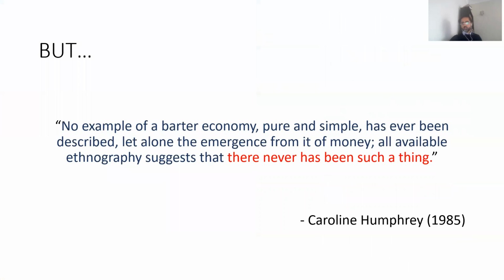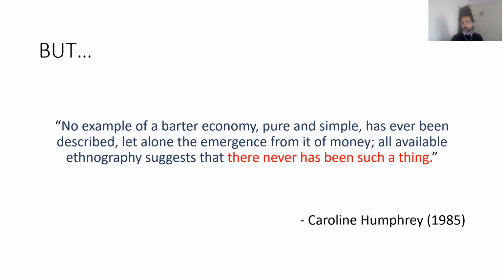But it turns out that there's not much evidence of this ever taking place in human history. So there's a statement by an anthropologist, Caroline Humphrey, who says it very explicitly that no example of a barter economy, pure and simple, has ever been described, let alone the emergence from it of money. All available ethnography suggests that there has never been such a thing.